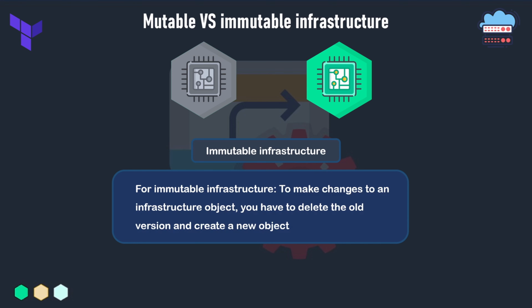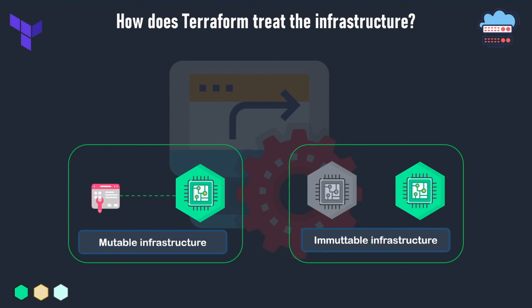So we have two types of infrastructure: mutable infrastructure that can be changed and updated continuously after its creation, and immutable infrastructure that cannot be modified after its creation, so the only way to update it is to destroy the old version and then recreate it with the updated configuration. Terraform treats the infrastructure as immutable.